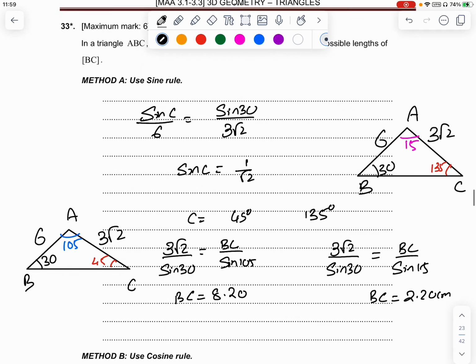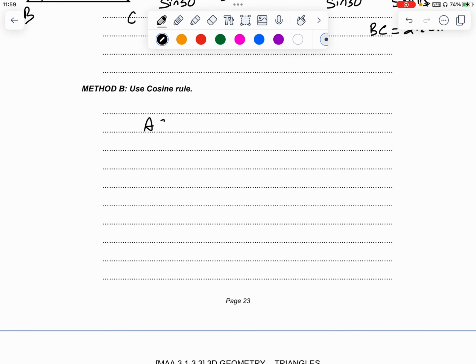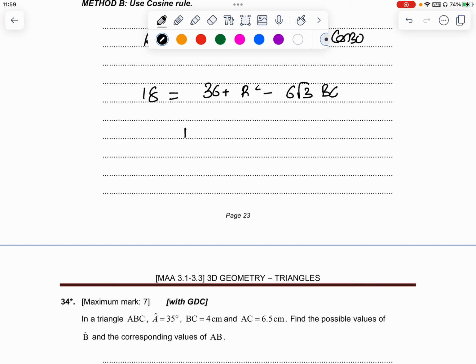Now method B, use cosine rule. So AC squared equals to 6 squared plus BC squared minus 2 times 6 times BC times cosine 30. AC squared is 18. 18 equals to 36 plus BC squared minus 6 root 3 BC. Now this is a quadratic, or BC squared minus 6 root 3 BC plus 18 equals to 0. So you can use the GDC to get two values of BC, which is 8.20 and 2.20 centimeters.